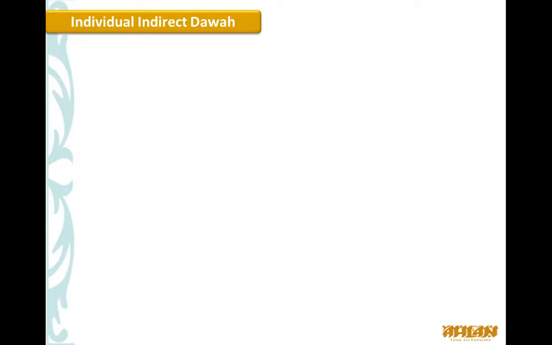What about the individual indirect da'wah? Okay, there is a very important rule to remember, that people will not care how much you know till they know how much you care. So you need to have a da'wah list of people, your neighbors, your colleagues, your friends, and you are trying to apply the following with them.